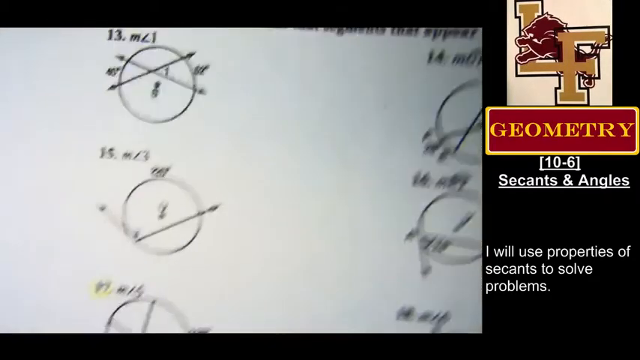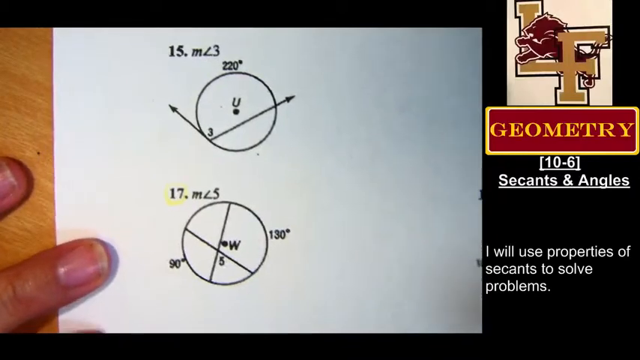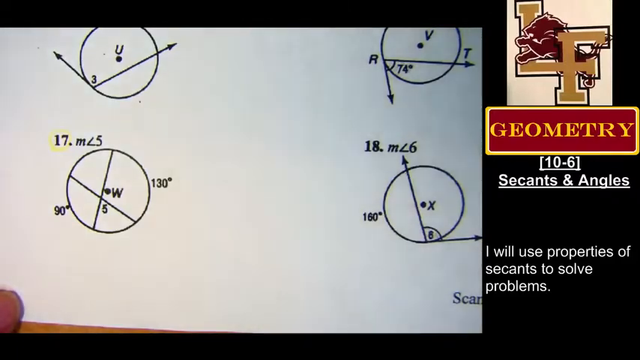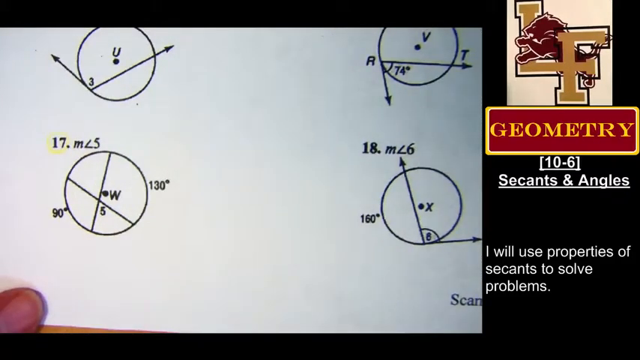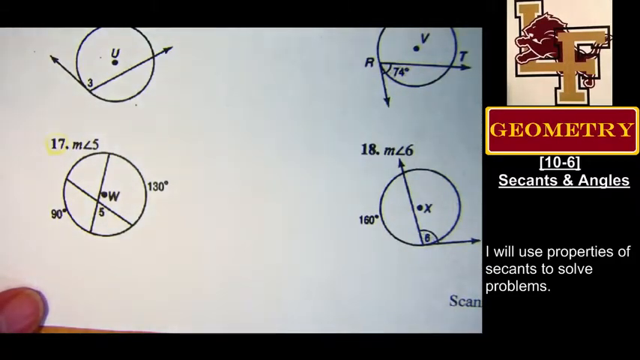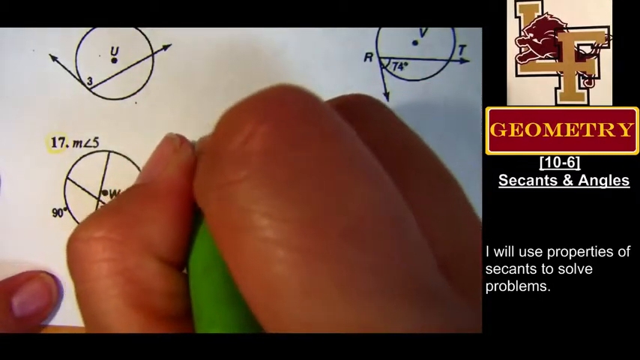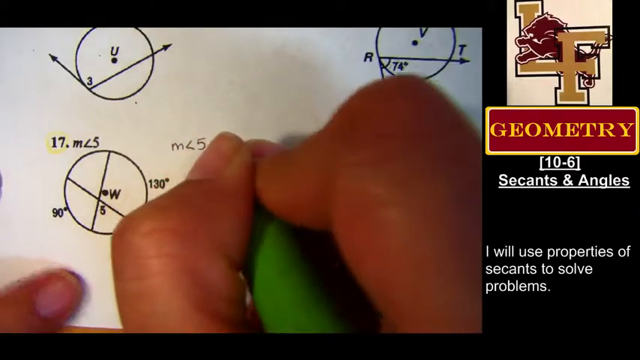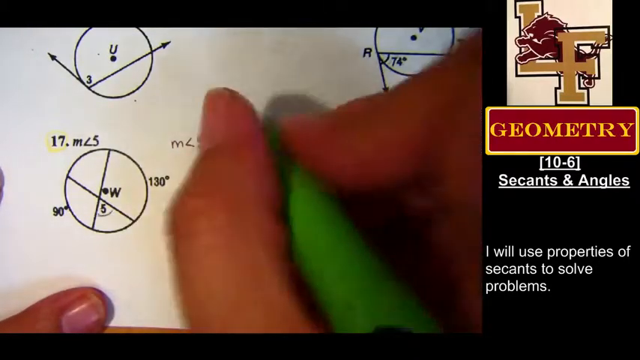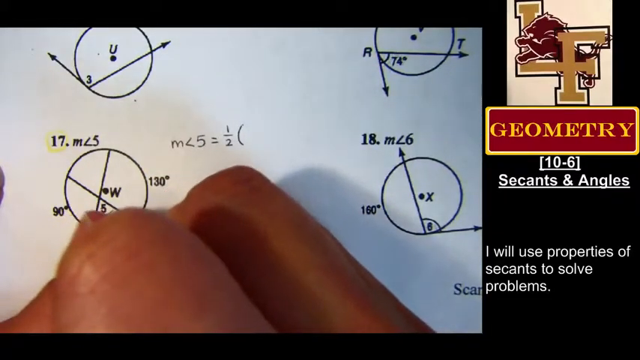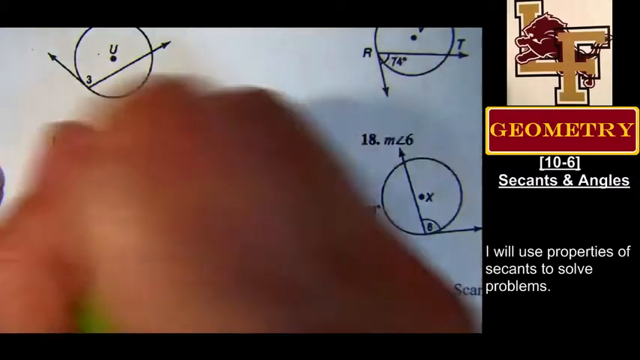All right, let's look at 17. How many lines do I have? Two. Where are they intersecting? Inside. So I'm going to use the theorem for two secants inside. The formula for that was that the measure of my angle, in this case angle 5, is equal to 1/2 of whatever I get when I take this arc and I add it to this arc.